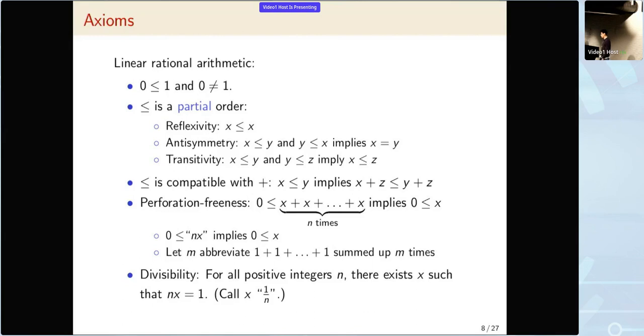Divisibility: for all positive integers n, there exists x such that nx is equal to 1. So if you sort of divide by n on both sides, you see that every model contains an element x that looks like 1 over n. And at this point, you should see that the set of real numbers satisfies all these axioms.